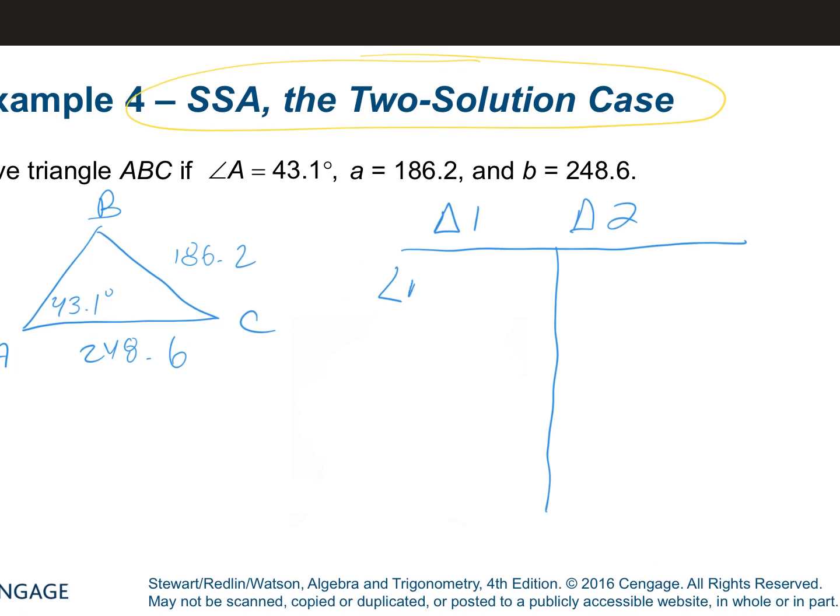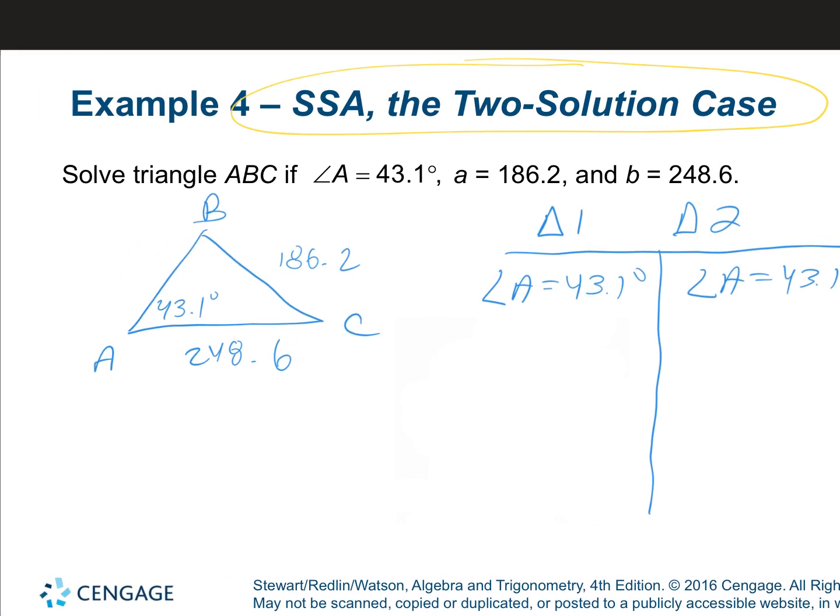Angle A, right? If they give you angle A is 43.1 degrees, and if there's a second triangle, angle A will be in that triangle as well, 43.1 degrees. So we now need to find what two other pieces of information? Angle B, angle C, and side C. If there's a second triangle, we'll find that in there as well. This is how you do that. Whatever the given angle is, write it in both triangles.